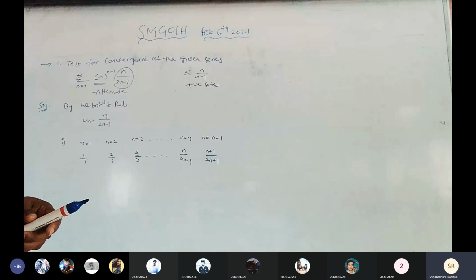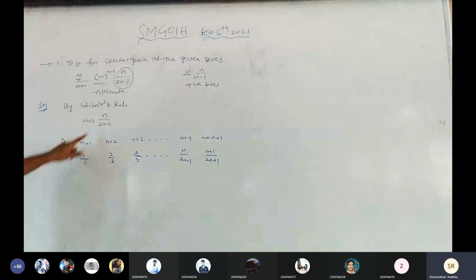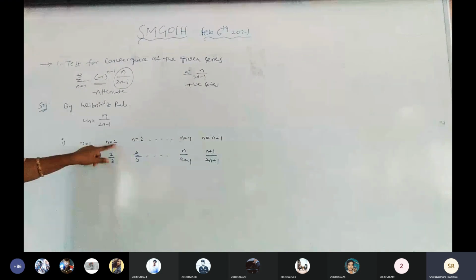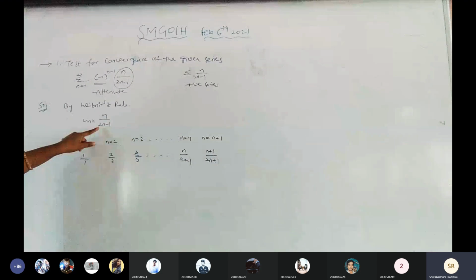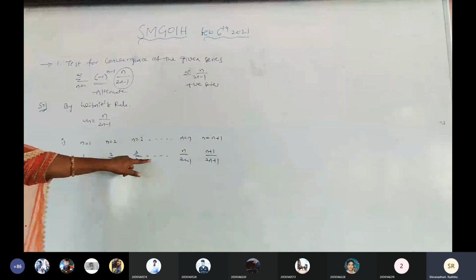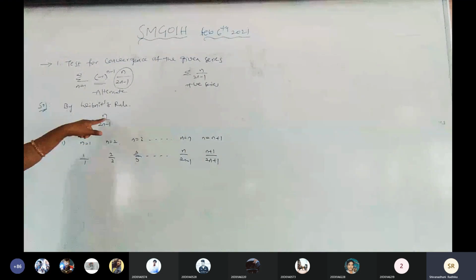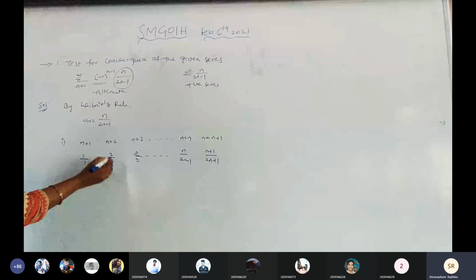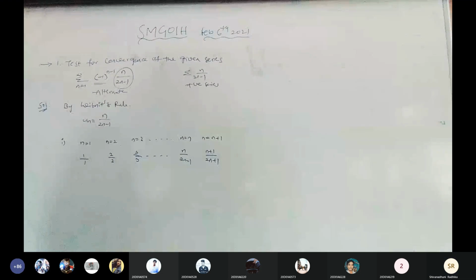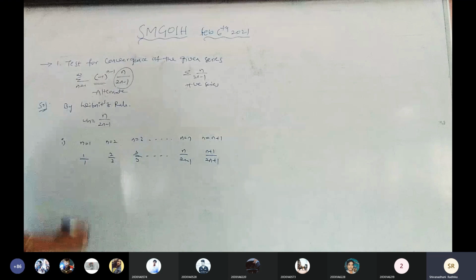Is it clear? For n equals 1, we get 1. For n equals 2, we get 2 by 4 minus 1, that is 2 by 3. For n equals 3, we get 3 by 6 minus 1, that is 3 by 5. Up to n equals n, n by 2n minus 1. Again n equals n plus 1, n plus 1 by 2n plus 1. Now we have conditions to check. Is 1 a big value or 2 by 3 a big value? Compare these two.